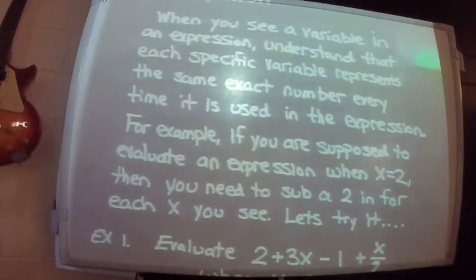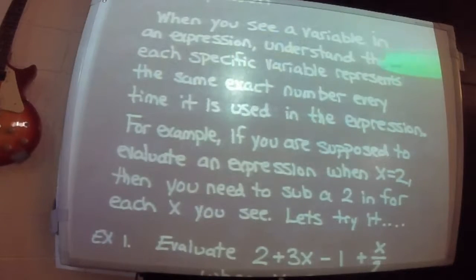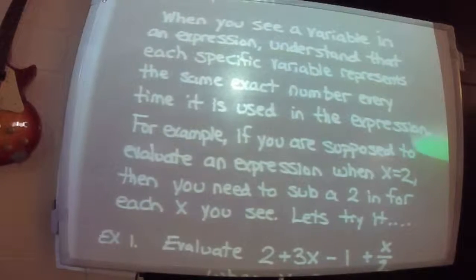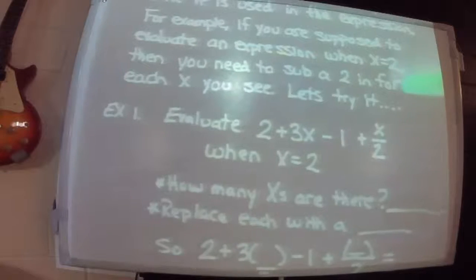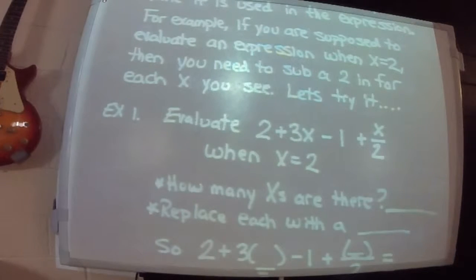So when you see a variable in an expression, understand it represents the exact same number every time it's used. So if you have an expression that has x in it 3 times, that's supposed to be the same number 3 times. So if x is supposed to be 2, every time you see an x, it's going to be a 2 over and over and over. So for example, if you're asked to evaluate an expression when x is 2, then you need to sub a 2 in for x each time.